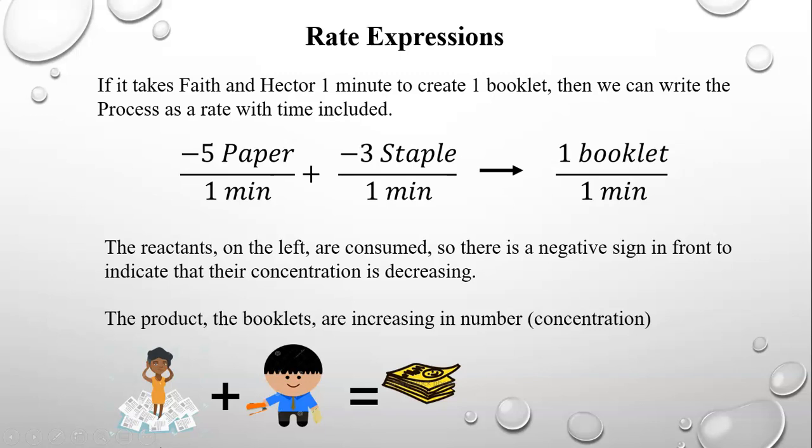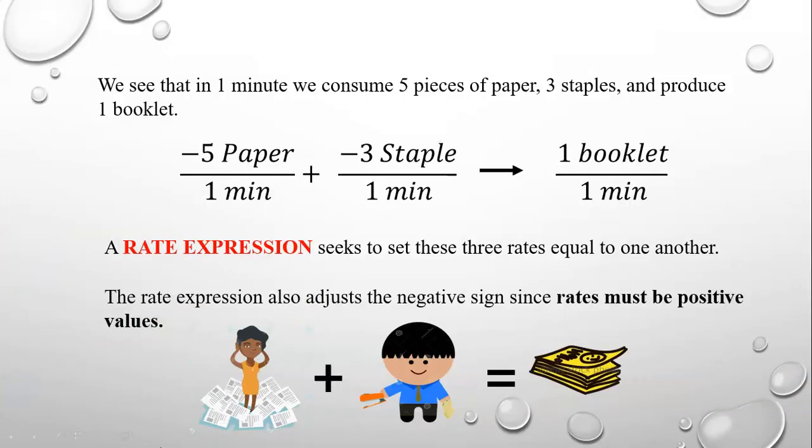So the reactants on the left are consumed, so there's a negative sign in front to indicate that their concentration is decreasing. The product, the booklets, are increasing in number, in concentration. We see that in 1 minute we consume 5 pieces of paper, 3 staples to produce 1 booklet. A rate expression seeks to set these 3 rates equal to one another. The rate expression also adjusts the negative sign since rates must be positive values. Remember that. A rate has to be a positive number. It can never be a negative number.